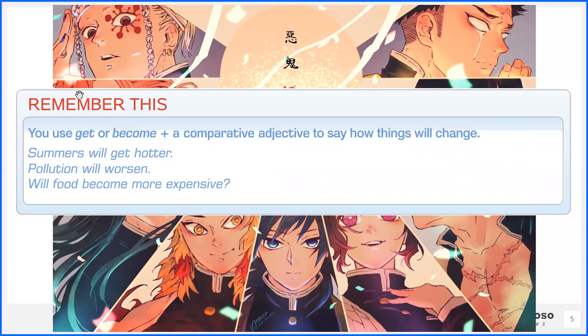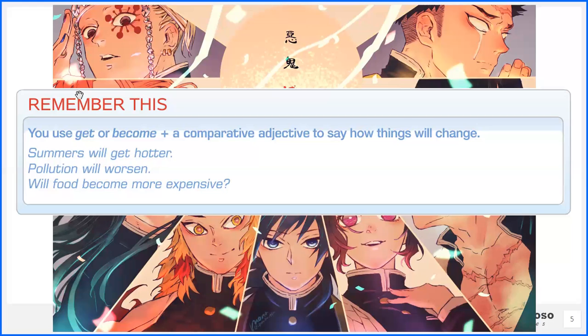Can we make questions with this format? Of course we can. We have the last one which says, will food become more expensive? We just have to remember that when we're making questions, we have to put will at the beginning. Will food become more expensive? That's the only thing we have to remember. Then we have the word become and our comparative adjective, which is more expensive.